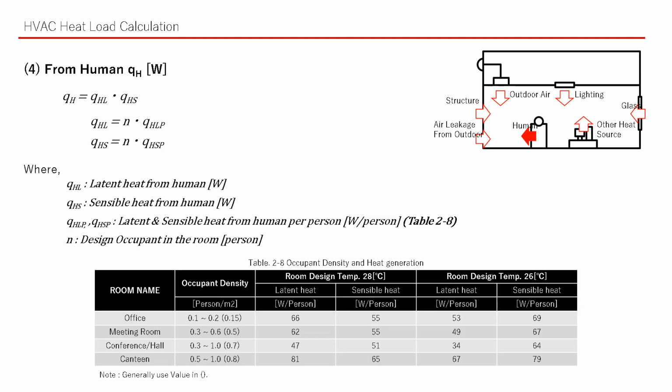We will explain the heat load from humans. It can be calculated by multiplying the number of occupants and the unit load. The heat generation from the human body consists of latent heat, which is used for dehumidification load, and sensible heat, which is used for cooling. Standard values are listed in table 2 to 8. If the room temperature is high, you will sweat. So you can see that the latent heat value increases at 28 degrees compared with 26 degrees.